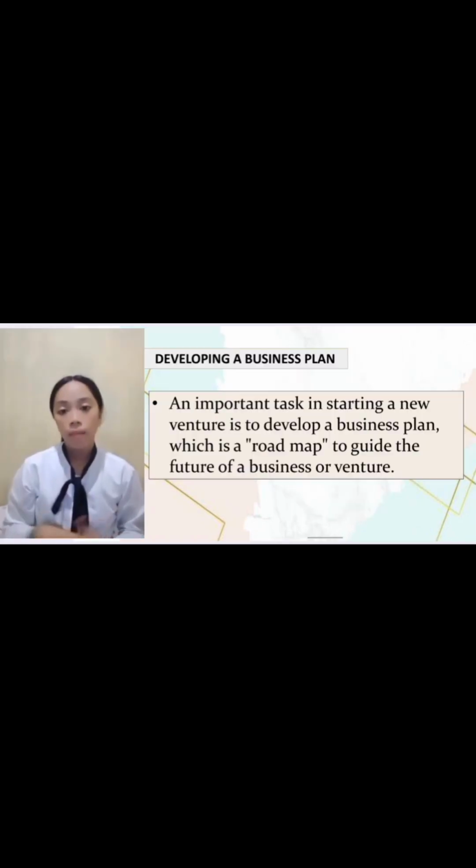So, developing a business plan. An important task in starting a new venture is to develop a business plan, which is a roadmap to guide the future of a business or venture. A business plan is a strategic document that outlines the goal of the business and the steps needed to achieve them. It's like a roadmap for your business's future, detailing the direction you want your business to take, how you intend to get there, and the resources you need along the way.